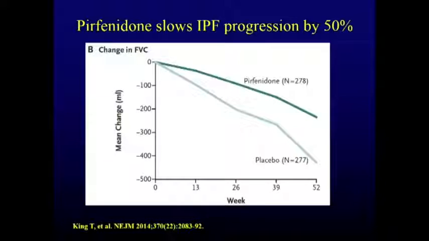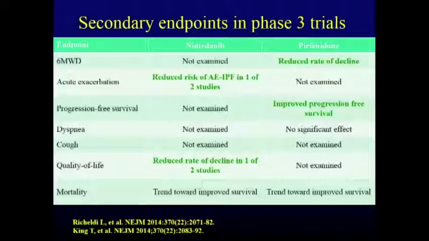Pirfenidone, we think, works by decreasing fibrosis in animal models. The mechanism is not particularly clear. Again, 52-week trials. And so when you start looking at primary outcomes, which are FVC, that are identical between the 2 trials, you next turn to try and figure out which drug's better, which is the natural next question, into secondary endpoints, and some of these were examined or not examined.